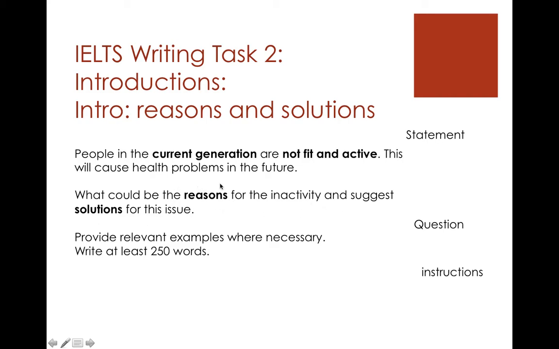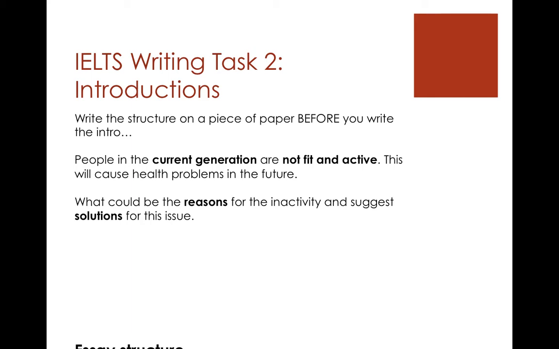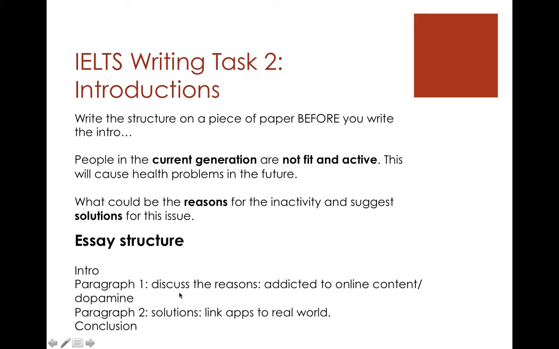So we have two things to do. So how many paragraphs are we going to have? Good, we're going to have 2 paragraphs, one for reasons, one for solutions. Easy peasy. Let's take a look at our plan. So we're going to discuss the reasons in paragraph 1: addicted to online content, and dopamine. Dopamine is a chemical that goes into the brain, read about it, Band 9 language.